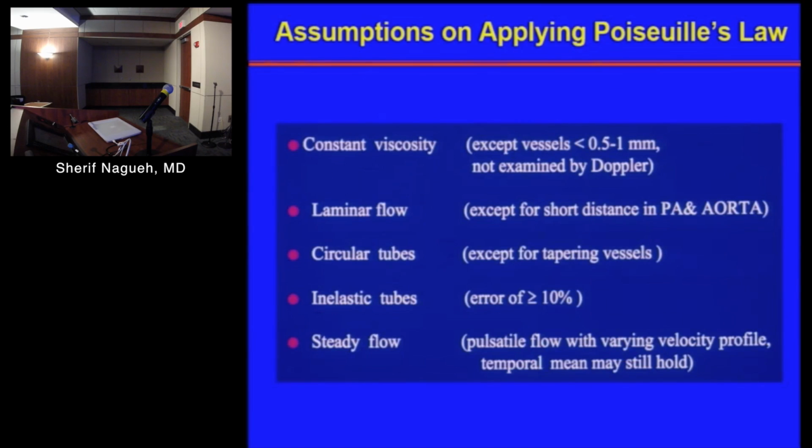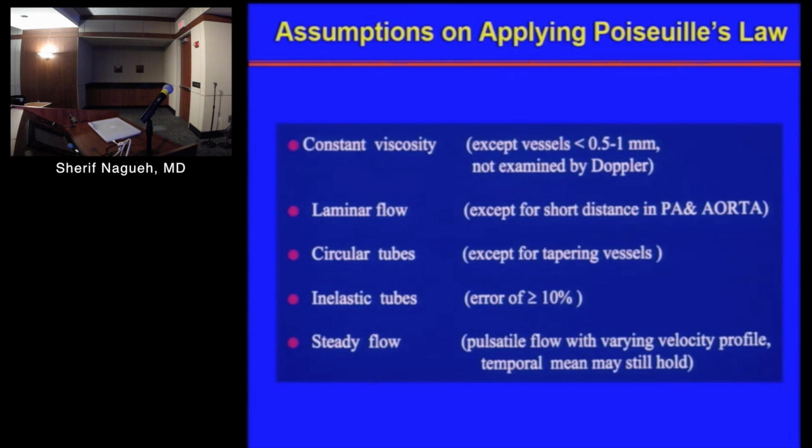So the first assumption is constant viscosity. If you look at smaller and smaller vessels, red blood cells will not get into these smaller vessels. Red blood cells determine the viscosity of blood. So the viscosity is no longer a constant factor in this calculation, but is variable.